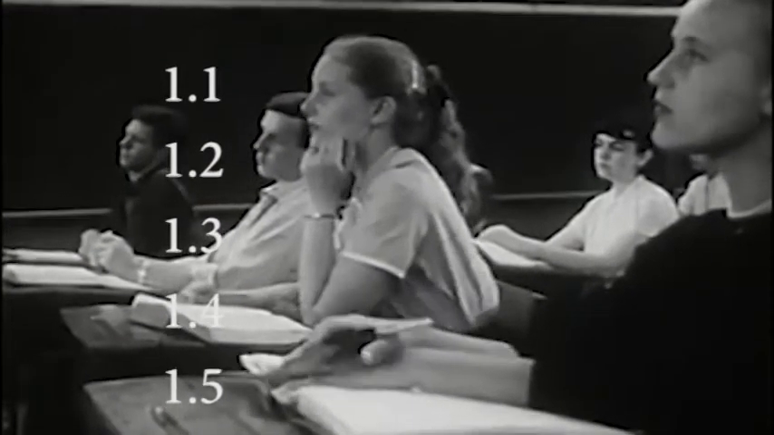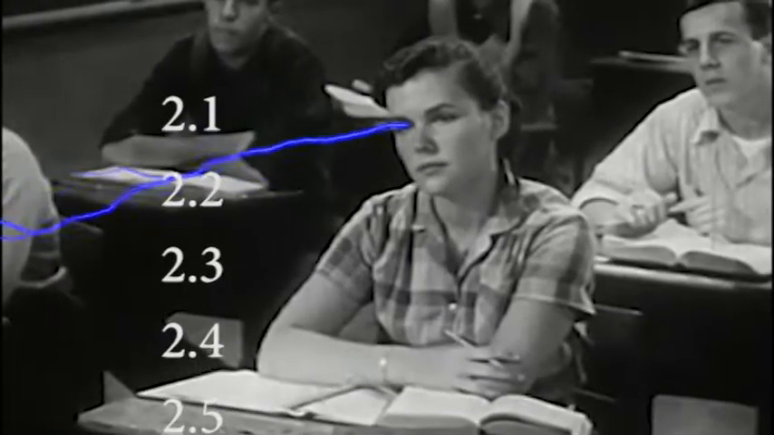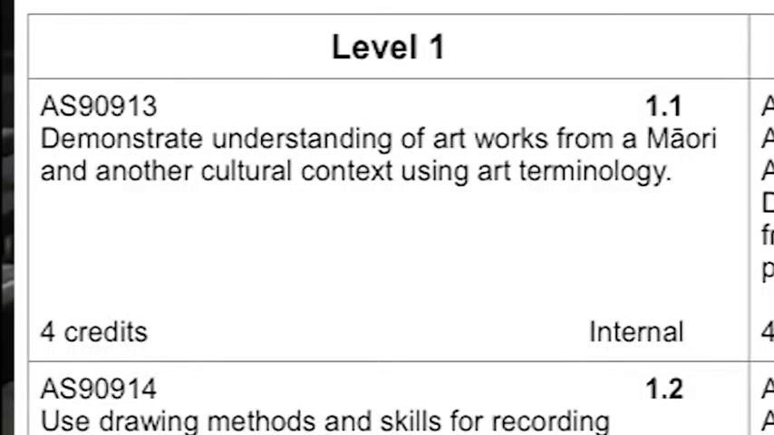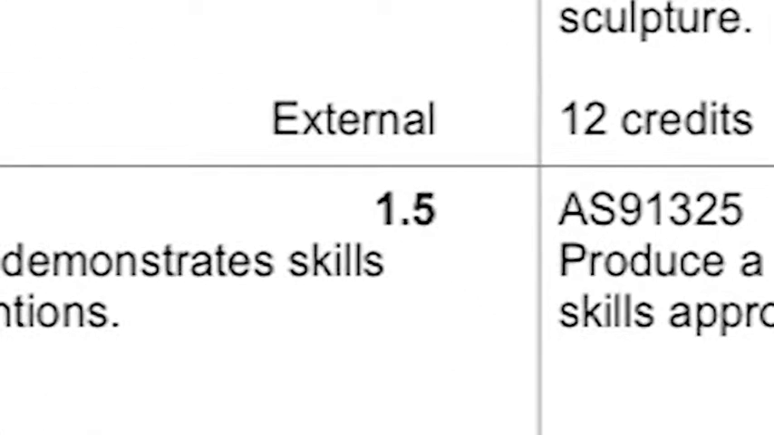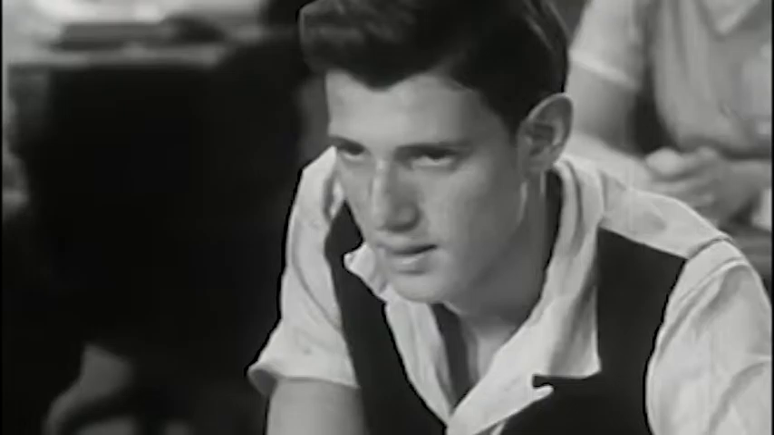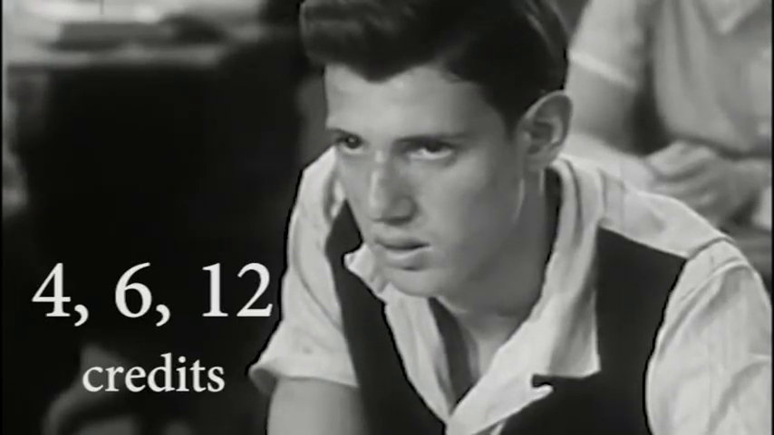There are 5 standards in each of the levels. These are listed from 1.1 through 1.5, 2.1 through 2.5 and 3.1 through to 3.5. Each standard has a description of the different content required for the assessment of that standard. Each standard is labelled to be assessed internally or externally.